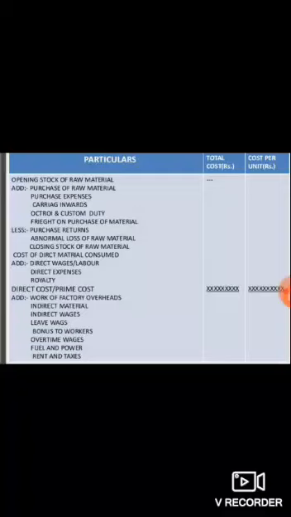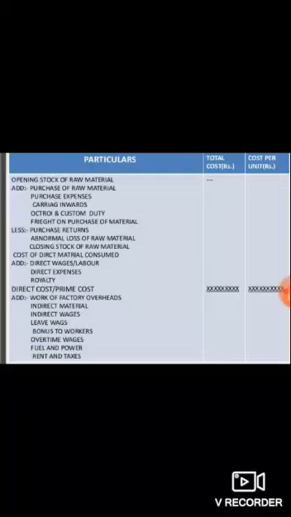And closing stock of raw material: at the end of the year, or at the end of the period, if there is any closing raw material, that should be deducted from the raw material. With that we get the cost of direct material consumed. After adding those items and deducting some items, we get the cost of direct raw material which is used in the production.